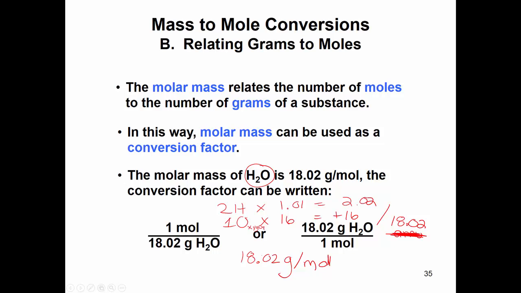And so you can actually write conversion factors that look like this. For every 1 mole, there are 18.02 grams of water, or you could flip it over. These are the same: 18.02 grams for every 1 mole of water. So we can do this for all of our compounds and elements. All right, and so these can now be plugged into conversion factors and used in our equations.